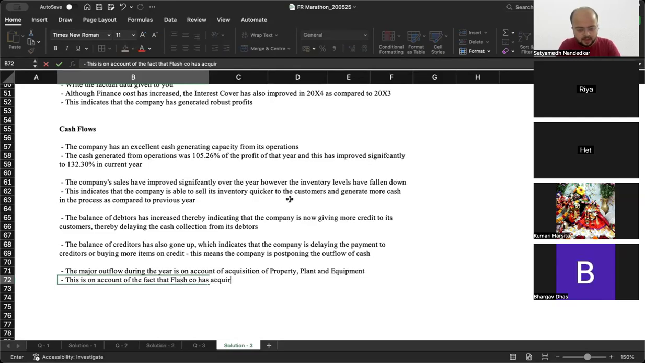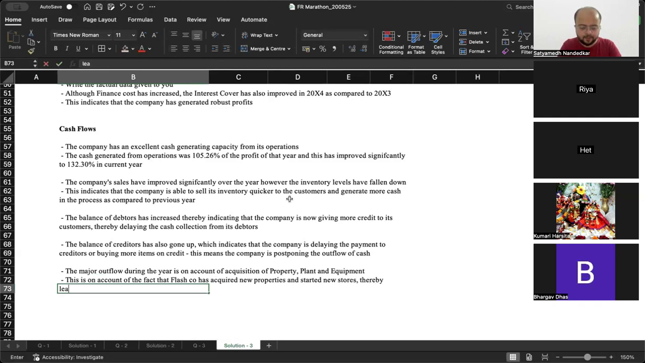Flash company has acquired new properties and started new stores, thereby leading to an increase in the cash outflow for acquisition of property, plant and equipment.